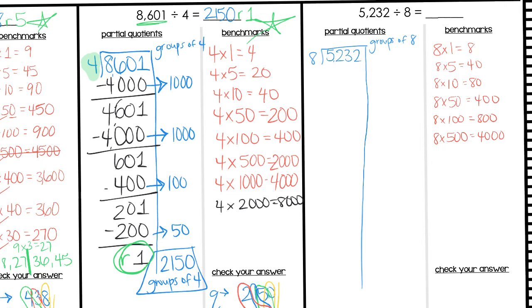All right, as we look, I have 5,232. What is the largest multiple of 8 that I can take away from 5,000? I can take away 4,000. So I'm going to take away 4,000. I have 2. 3 minus 0 is 3. 2 minus 0 is 2. 5 minus 4 is 1. Now I have a little over 1,000.